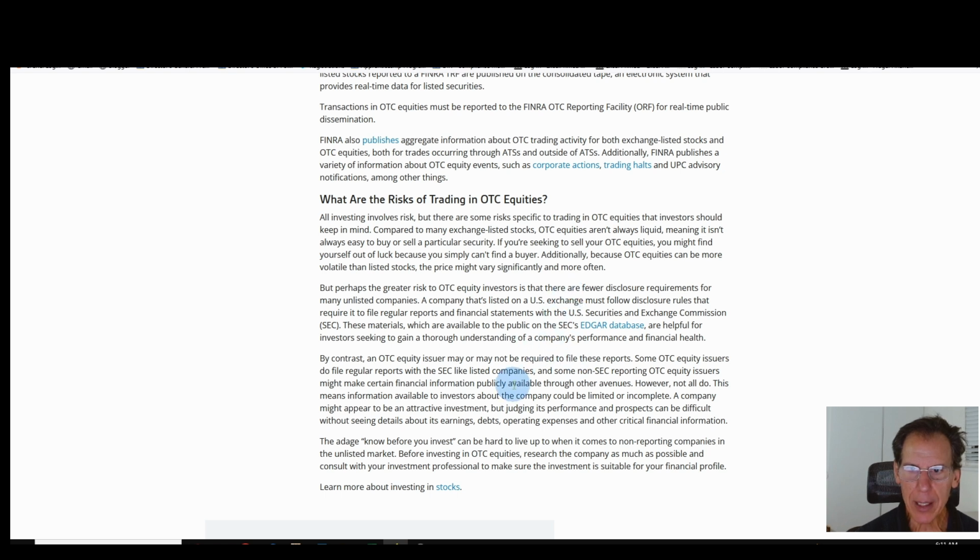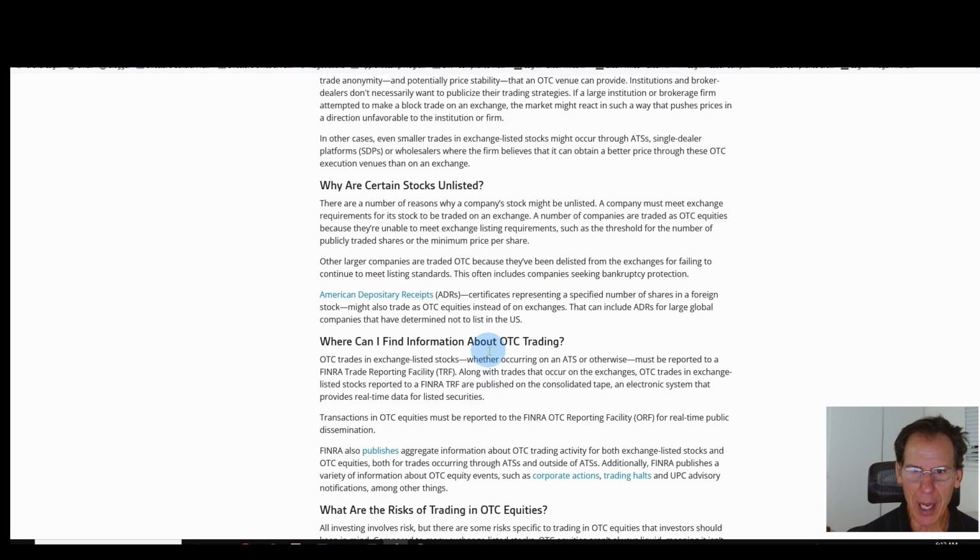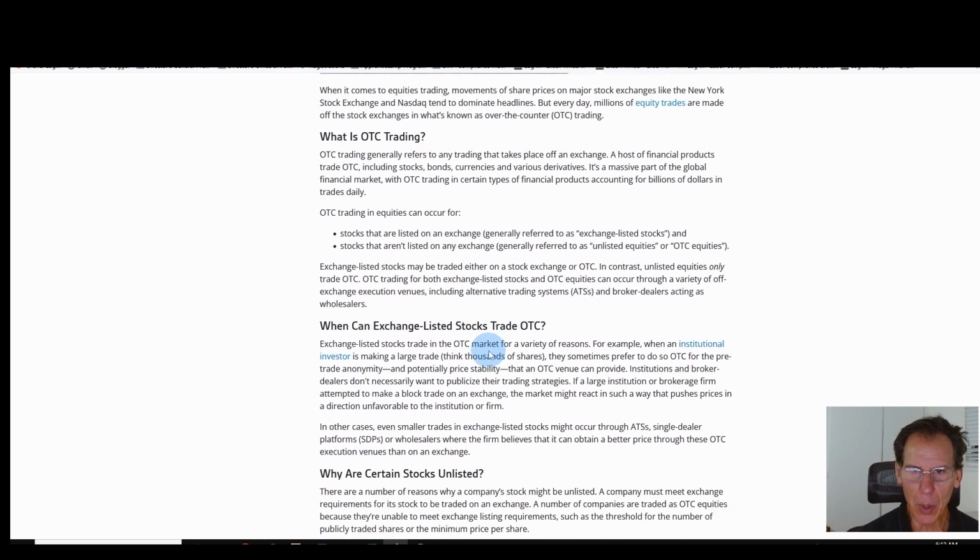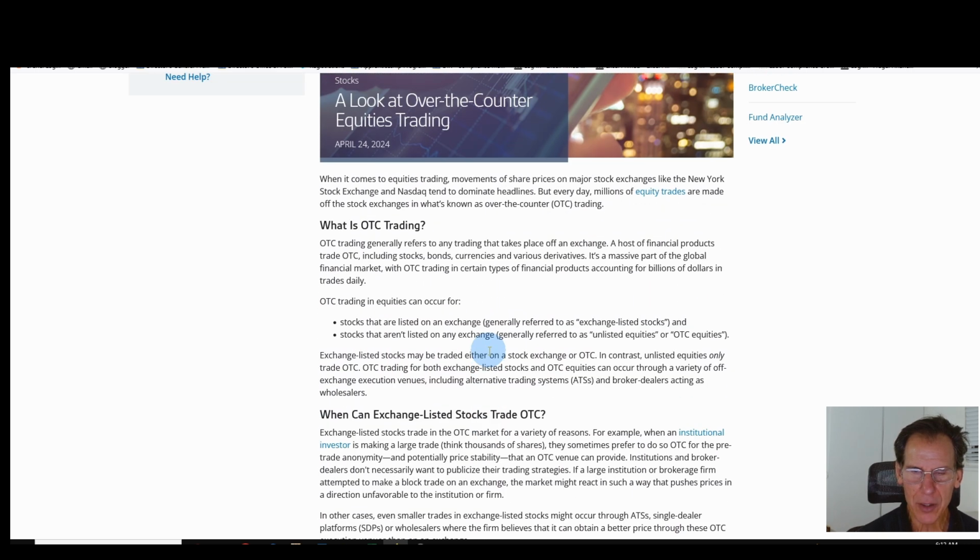You have what's known as the pink sheets, and these are the garbage of garbage. These are the shell companies. These are the SPACs. These are the pump and dumps that you're going to read about over and over again on social media. Well, buyer beware. You're going to play the fool's game if you start messing around with the junk on the pink sheets.